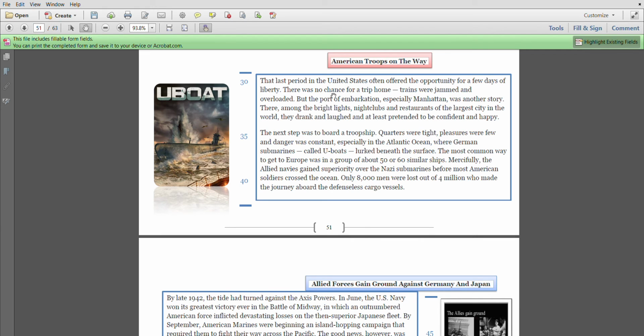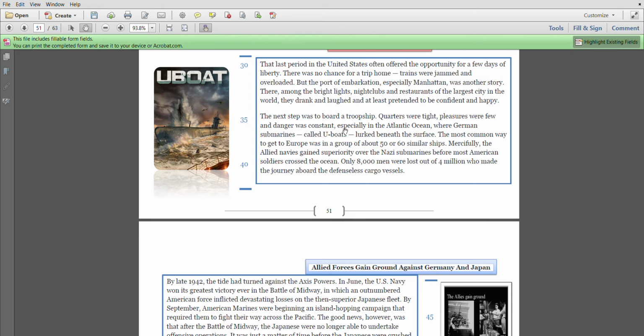That last period in the United States often offered the opportunity for a few days of liberty. There was no chance for a trip home. Trains were jammed and overloaded. But the port of embarkation, especially Manhattan, was another story. There, among the bright lights, nightclubs, and restaurants of the largest city in the world, they drank and laughed and at least pretended to be confident and happy.